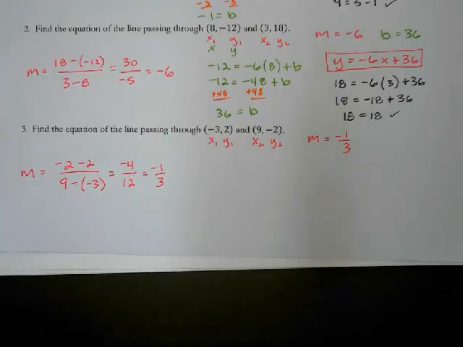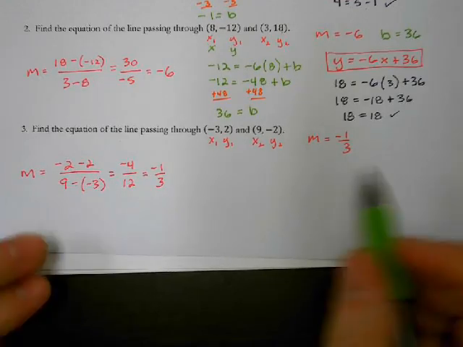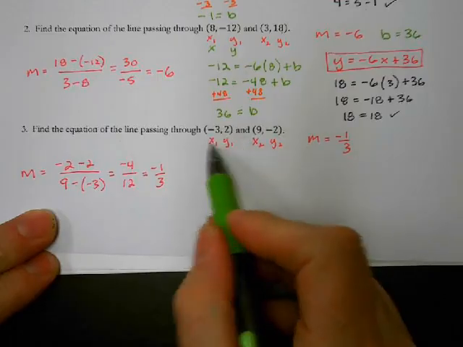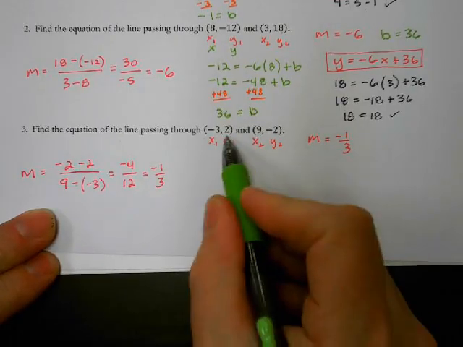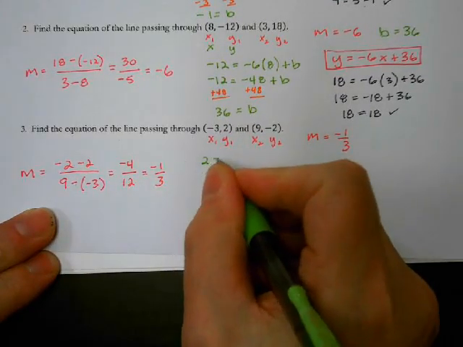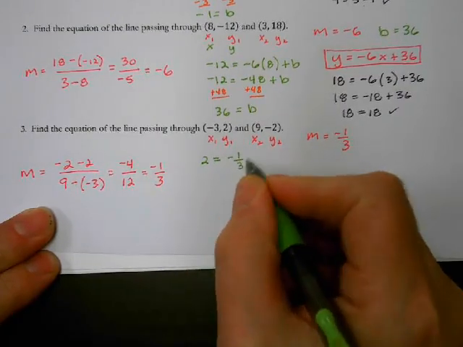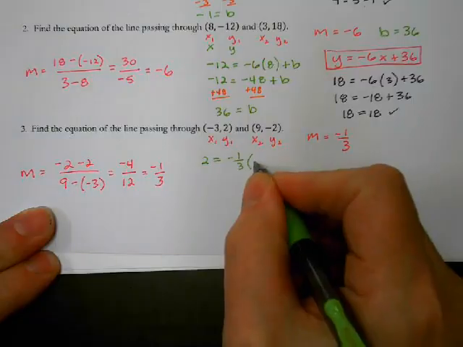We're on to step 2. Let's find our b value by plugging in y equals mx plus b. So I'm going to use this first point here again. So instead of y, I plug in 2. Instead of m, I plug in negative 1/3. Instead of x, I plug in negative 3. And then plus b.